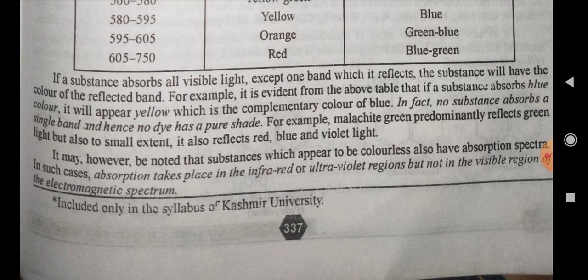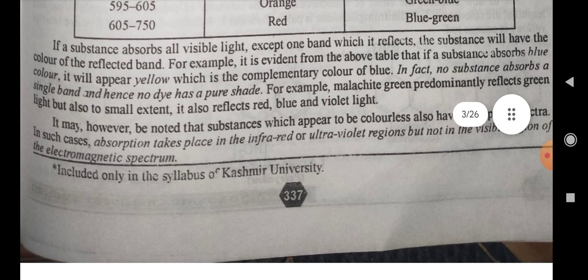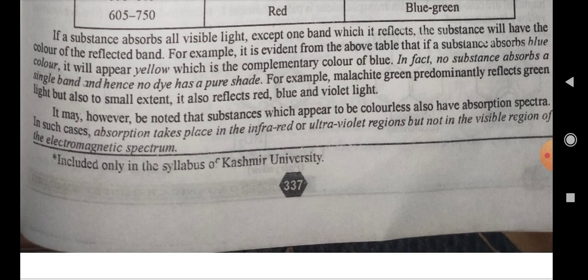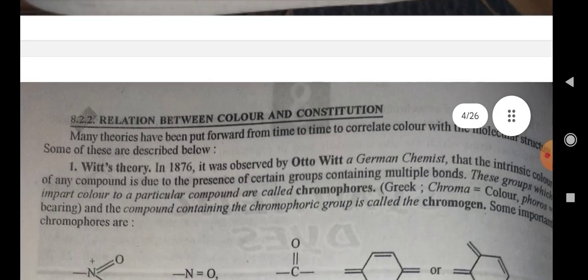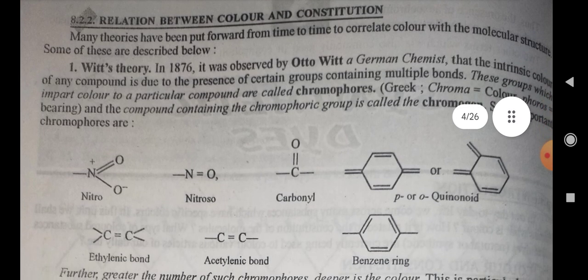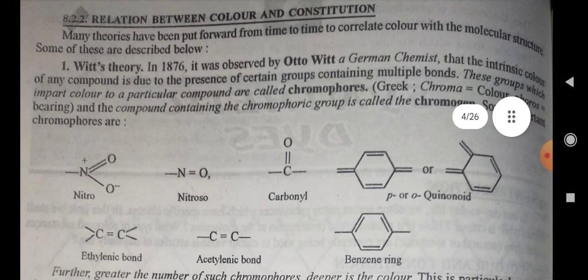It may however be noted that substances which appear to be colorless also have absorption spectra. In such cases, absorption takes place in the infrared or ultraviolet regions but not in the visible region of the electromagnetic spectrum. Relation between color and the constitution. Many theories have been put forward from time to time to correlate the color with the molecular structures. Some of these are described below.